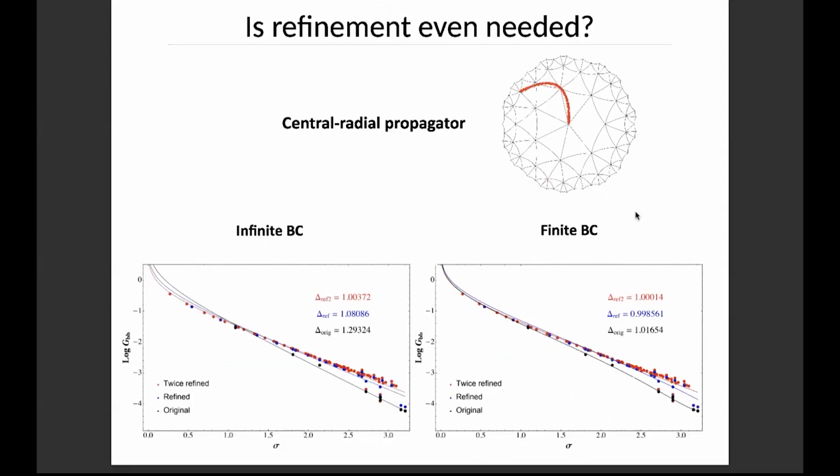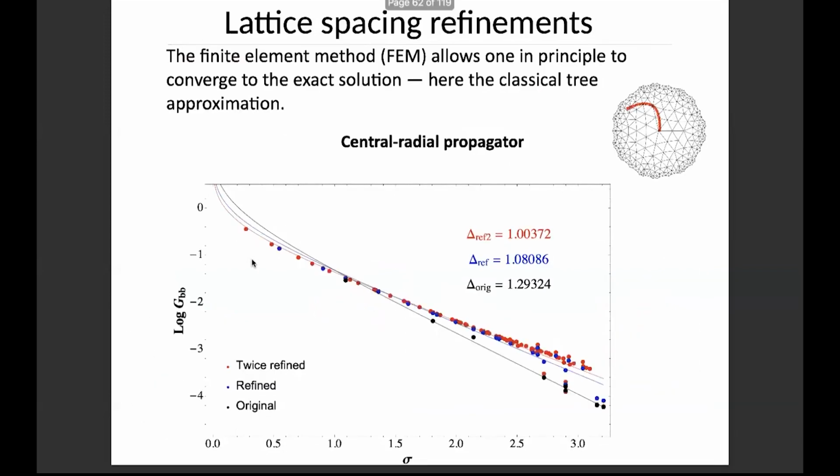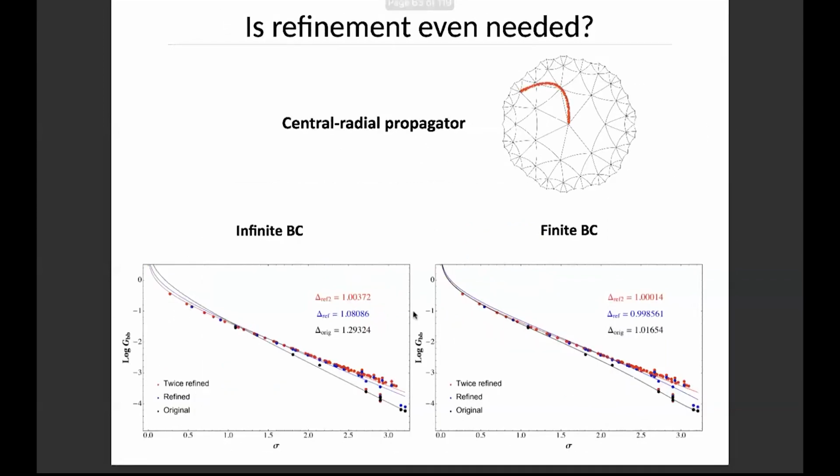However, there's this question I kind of alluded to: is refinement even needed? Again, when we refine, we break the isometries that we're hoping to preserve, so we really don't want to do that. What these two slides show is, on the left, the previous slide, where we've taken the lattice, refined it once, refined it twice, and fitted to what the analytic form of the bulk propagator should be to derive the fit here.